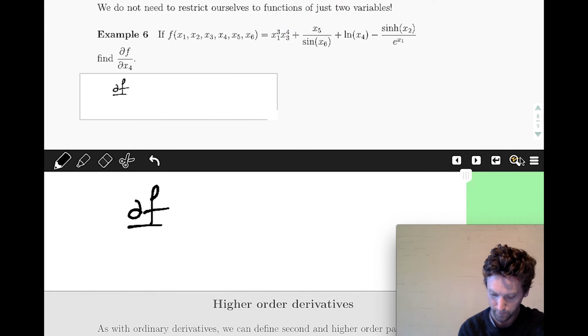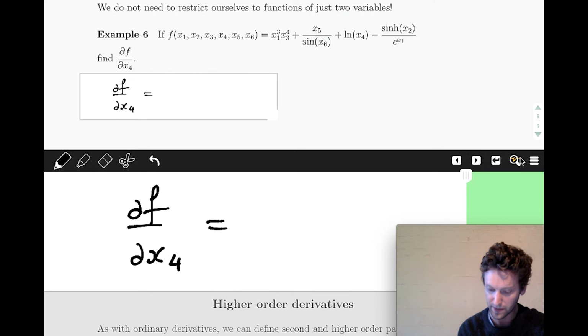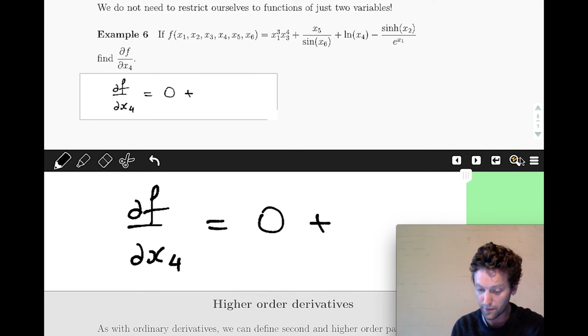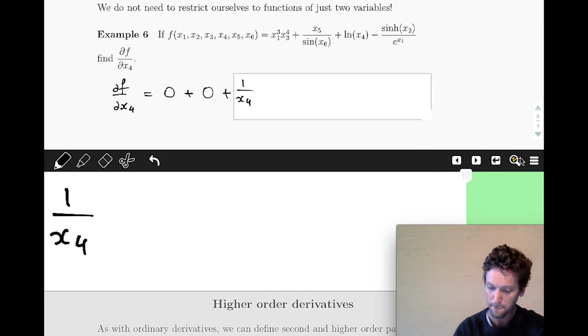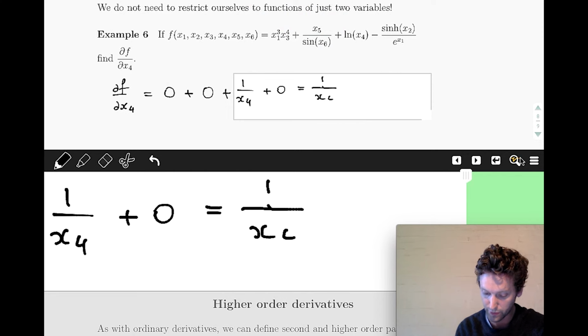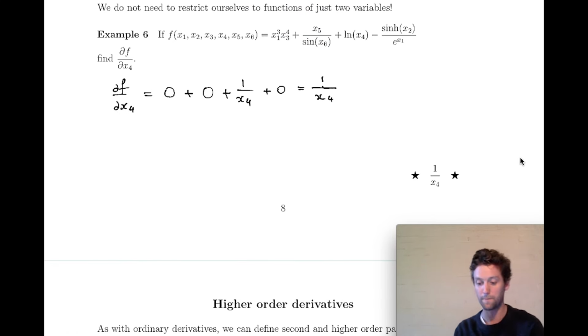So df/dx4. First piece is x1 cubed, x3 to the power of 4, doesn't involve x4, so that's 0. x5 over sine x6 doesn't involve x4, so that's 0. I have the natural logarithm, ln, of x4, so that does involve x4, and the derivative of natural logarithm is 1 over x4. And the last term here, minus hyperbolic sine x2 over e to the x1, doesn't involve x4, so my partial derivative doesn't care. So this complicated function actually has a pretty simple expression for its slope or its derivative in the direction x4.